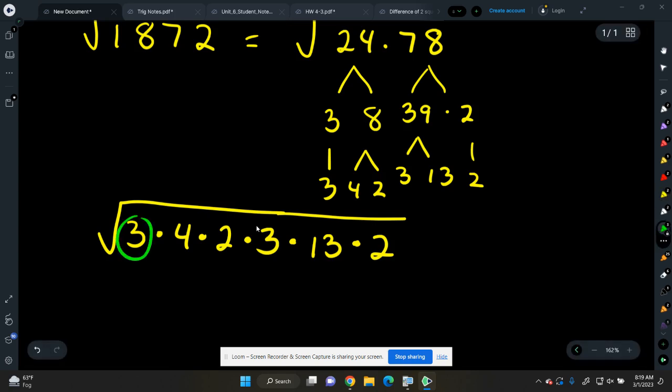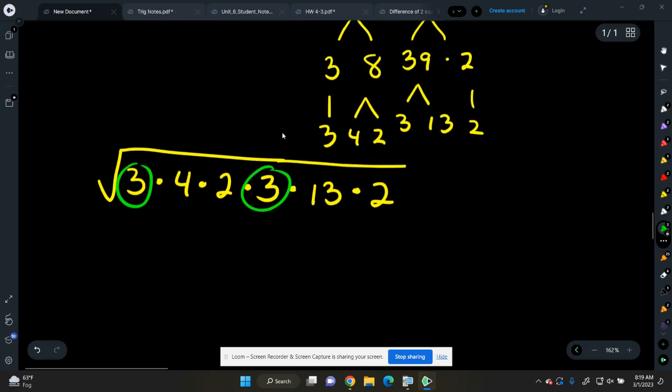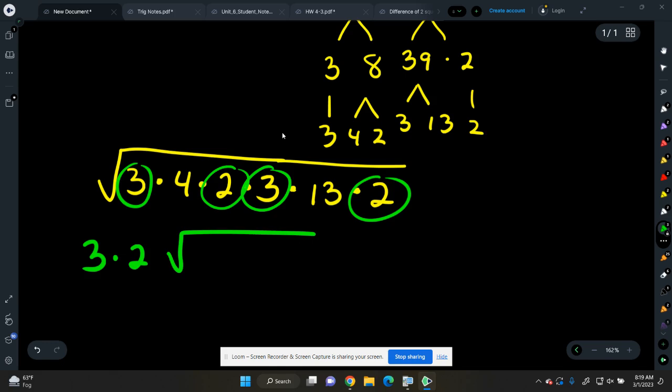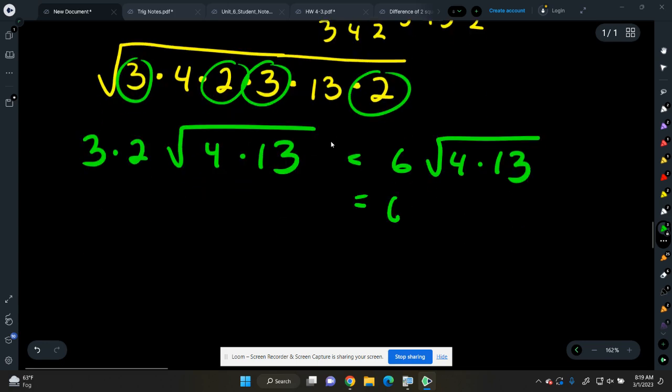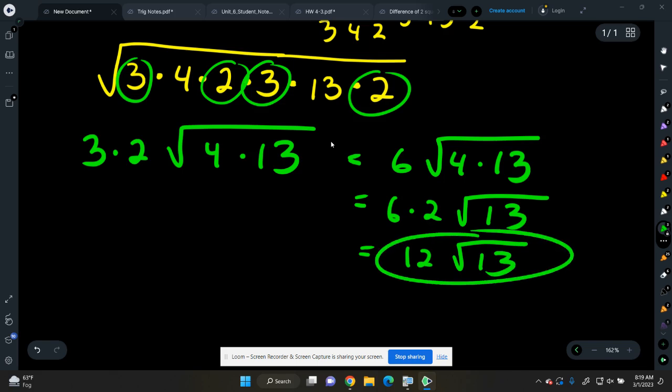I've got a 3 and I've got a 3. So that's a pair. That comes out. So we're going to bring that outside. And then I've got a 2 and a 2. So that's going to come off. So now we have 4 times 13 inside. So we have 6 times the square root of 4 times 13. What's the square root of 4? 2. So this is 6 times 2 times the square root of 13, which gives me 12 square root of 13. And that's our answer.